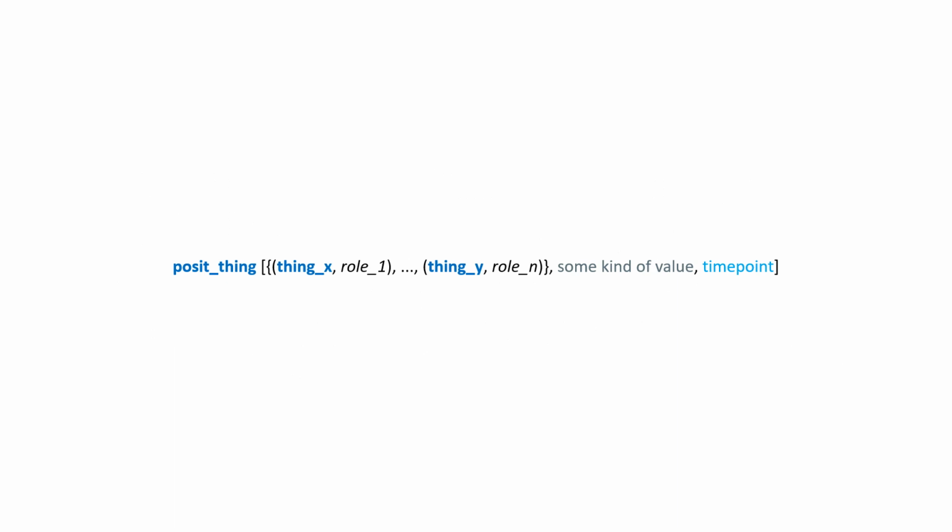And this is what a posit looks like. The posit is the thing that's in the brackets. We have something that is the actual posit thing, which is sort of an alias or an identifier or whatever you want to call it, first on the left-hand side. Then you have a number of things that appear with some role that they are playing in here, some kind of value that is appearing, and a time point that is when this value appears at the end. So this is what the atomic data piece looks like and what the database is working with internally.